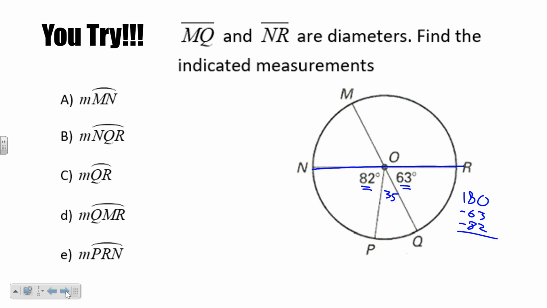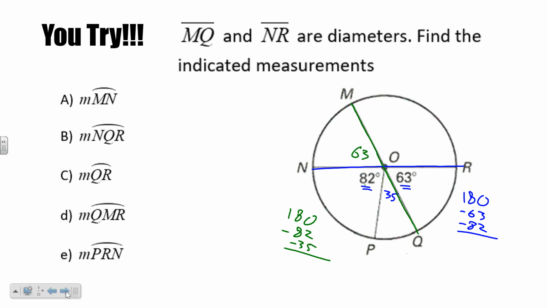Now the other one they give you is MQ is the diameter. So again, now we have the same scenario with 180, and we have 82 and 35. So 180 minus 82 minus 35 is 63. Oh, which is interesting. So that is 63.